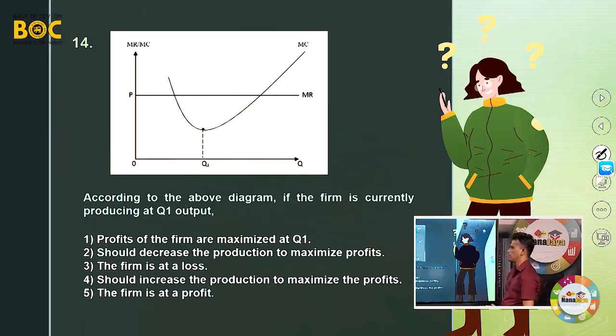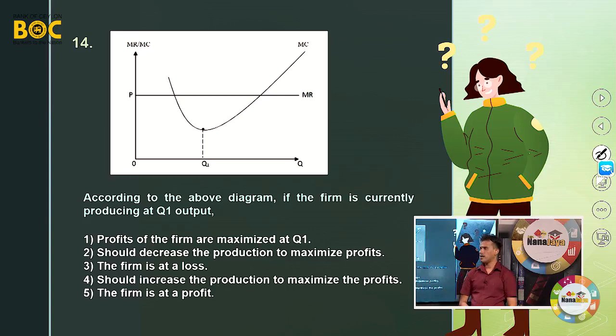Right, question number 14. A diagram is given. According to the above diagram, if the firm is currently producing at Q1 output, right? This question is trying to identify the profit maximizing condition of a firm in a perfectly competitive market model.